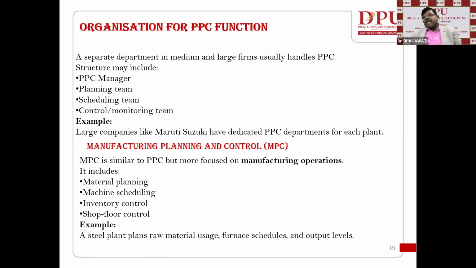So a separate department is there in every organization. A small scale is not there. In medium scale and large scale industries, it is usually handled by the production planning and control department. And what is the structure of the production planning control department? The organization structure has the PPC manager. Then the planning team will be there, the scheduling team will be there, the controlling and monitoring team will be there.